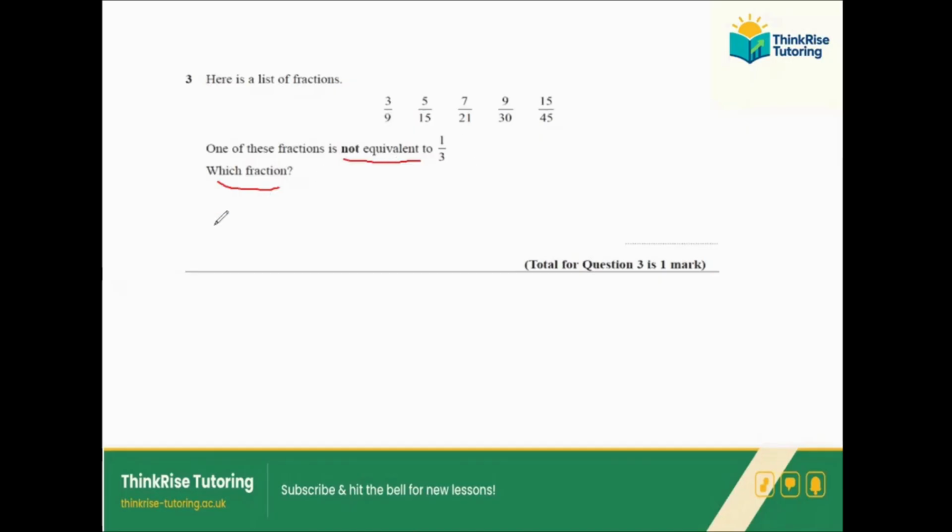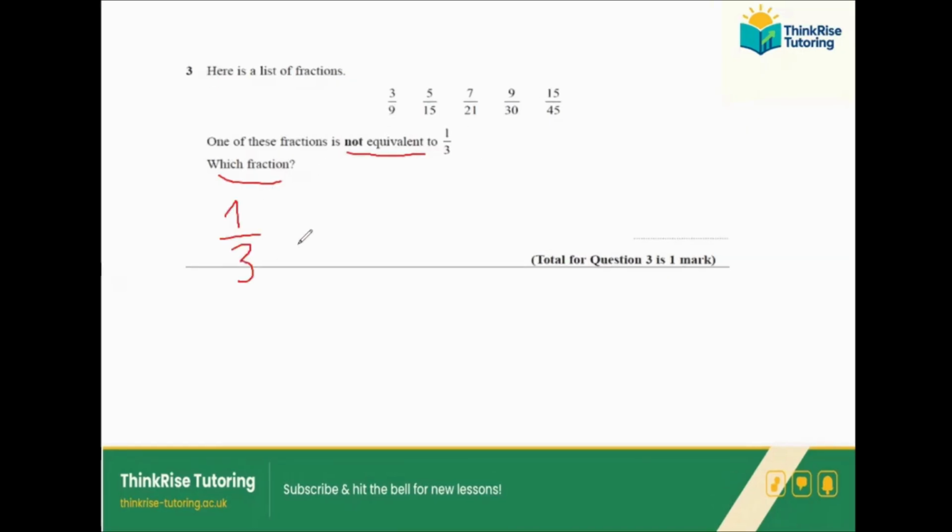Okay, let's see. 1/3. If I multiply by 3, it will be 3/9. So that's the first one we have. And the next one, if I multiply by 5, it will be 5/15. So we have the second one.